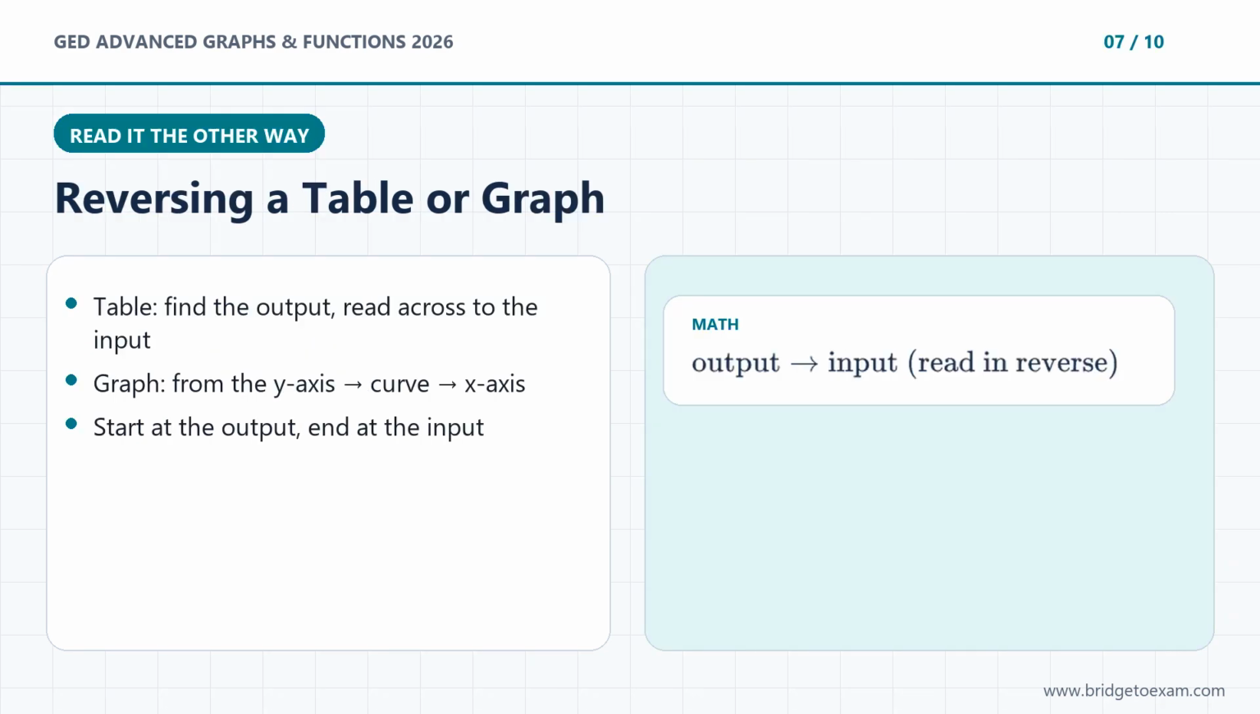Inverse thinking also works without algebra. In a table, to find the input for a given output, just scan the output column for that value, then read across to its input. On a graph, find the output on the y-axis, move across to the curve, then down to the x-axis. Same idea. Start at the output, end at the input.